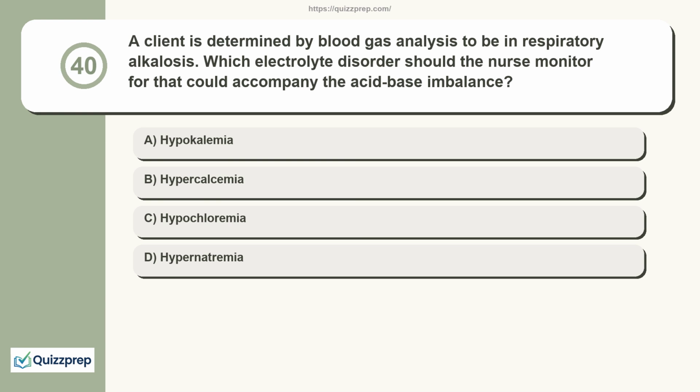Question 40. A client is determined by blood gas analysis to be in respiratory alkalosis. Which electrolyte disorder should the nurse monitor for that could accompany the acid-base imbalance? Hypokalemia, hypercalcemia, hypochloremia, hypernatremia.